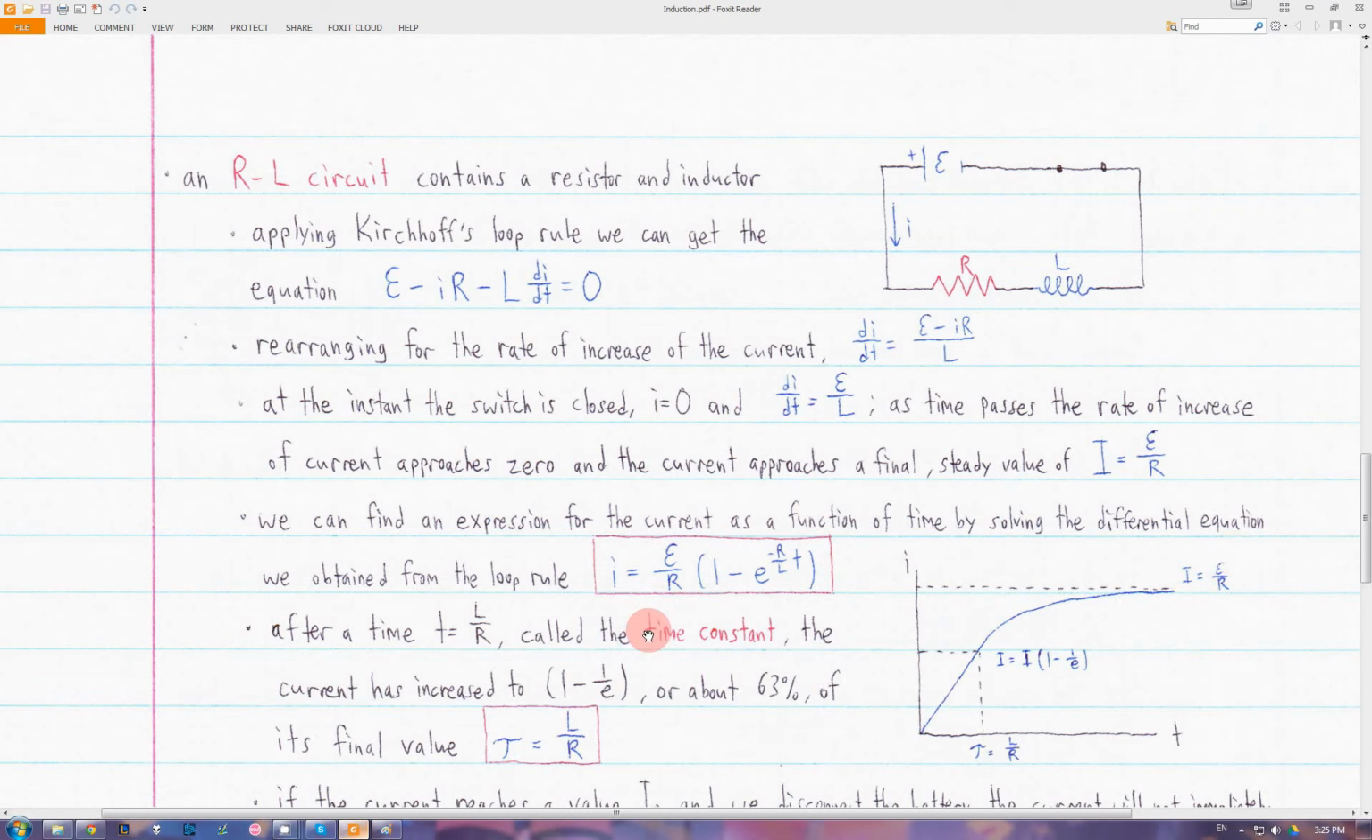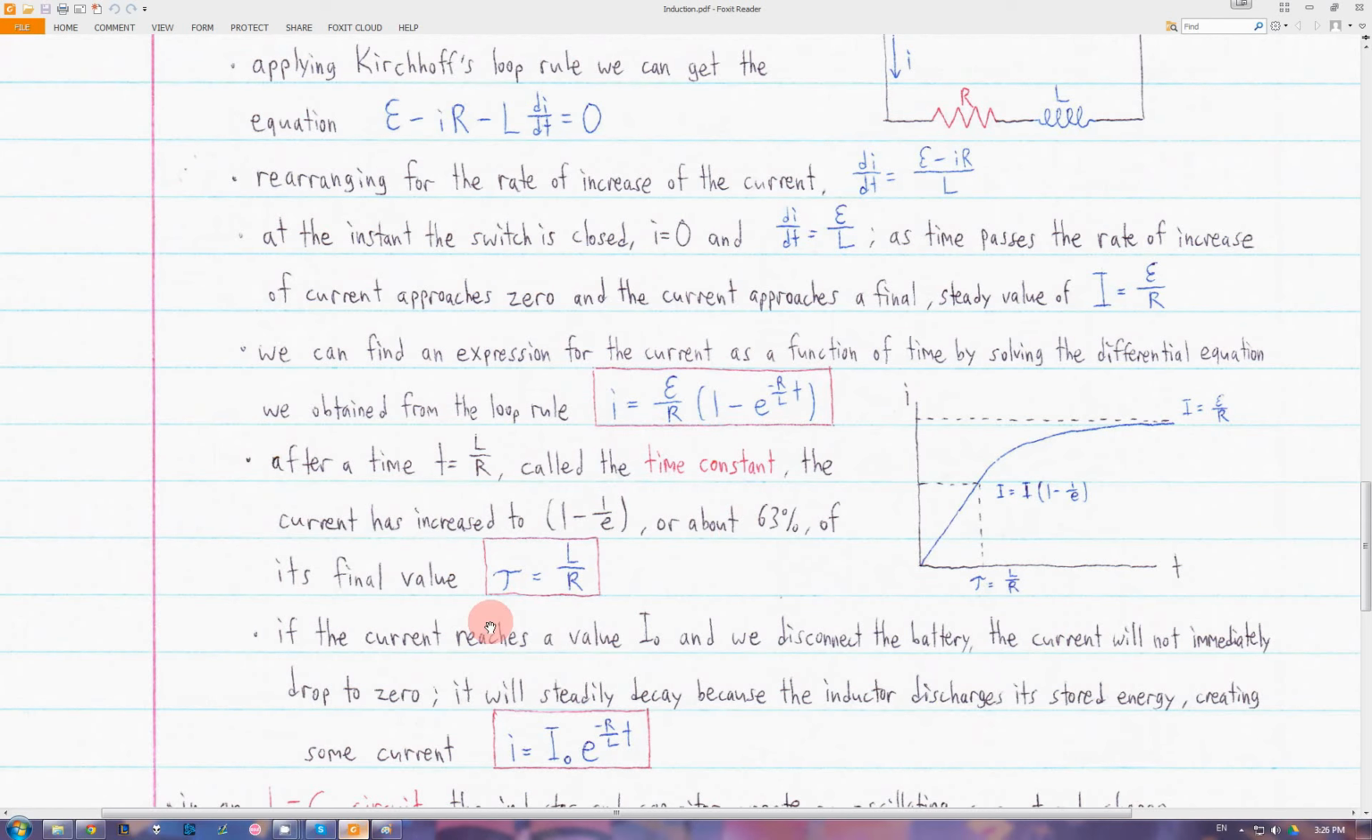You can see that when t is equal to L over R, then the current has increased to 1 minus 1 over e of its final value, E over R. This is a special time, we call it the time constant, which is represented by tau. The time constant for an RL circuit is equal to the self-inductance divided by the resistance. And so at this time, the current is 1 minus 1 over e times its maximum value.